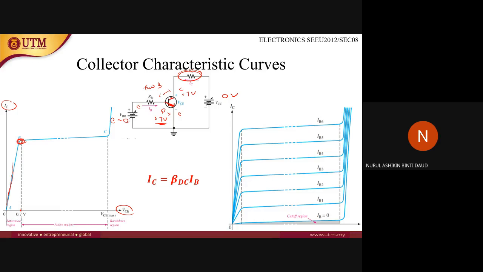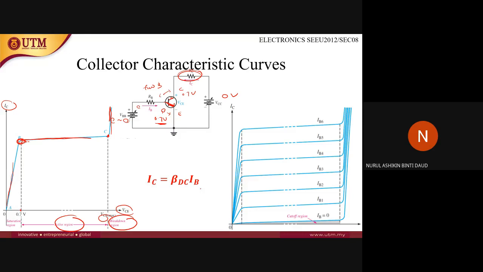And then from B to C, the value of the collector current will increase slowly, gradually. That we call the active region. And when VCE becomes greater, here we call the breakdown region.